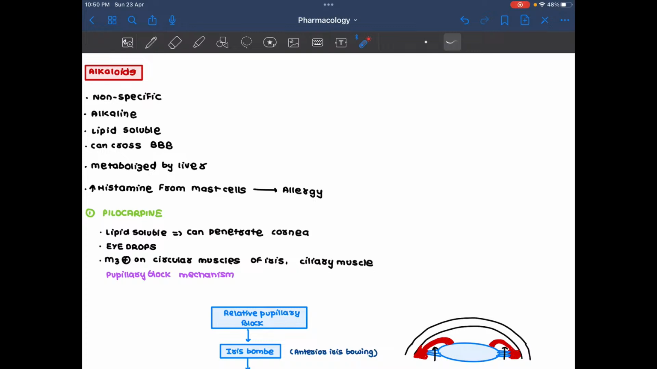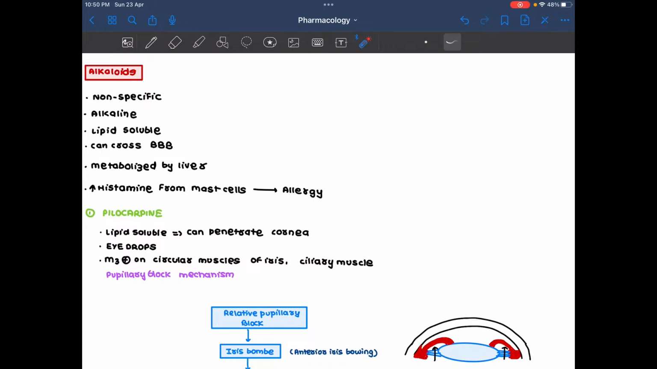Now we're going to study alkaloids. What did we study there? We studied three: muscarine, pilocarpine, and arecoline. And I told you guys we only need to study pilocarpine, because muscarine is only important as a mushroom poison. In early mushroom poisoning, muscarine is the alkaloid. And arecoline is present in betel nuts, but it's not important for us pharmacologically.